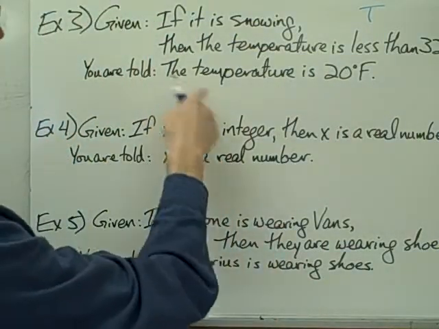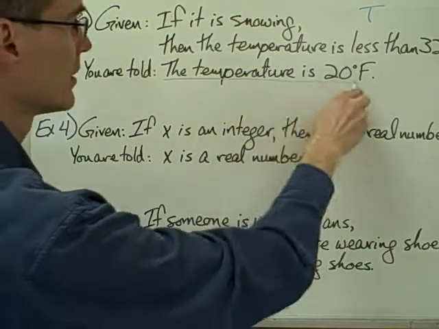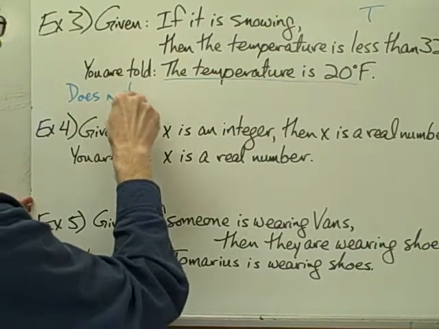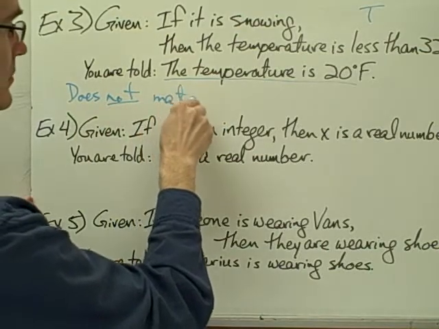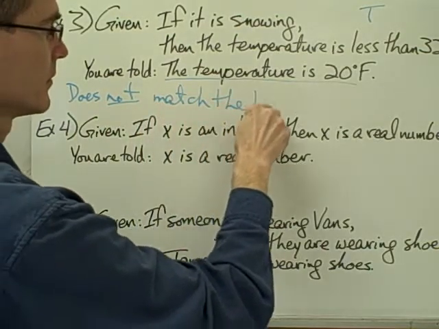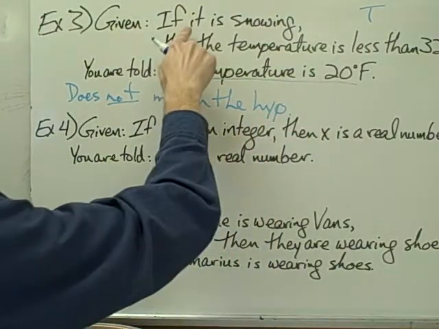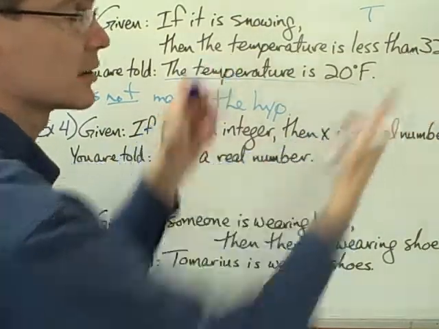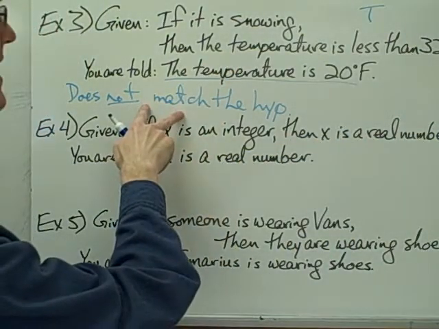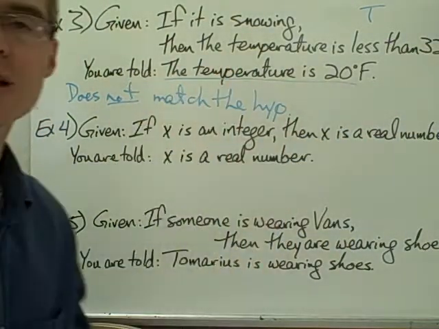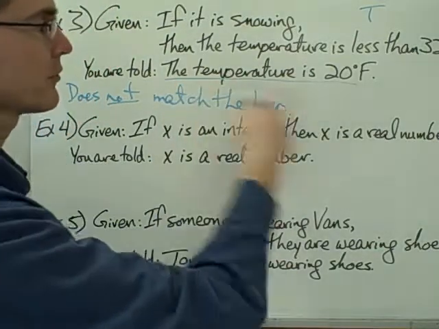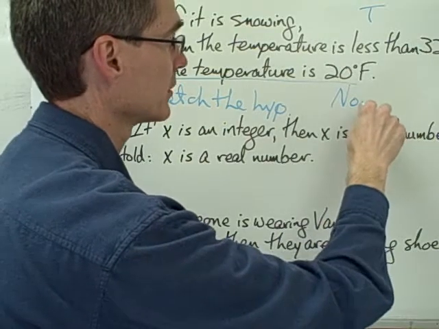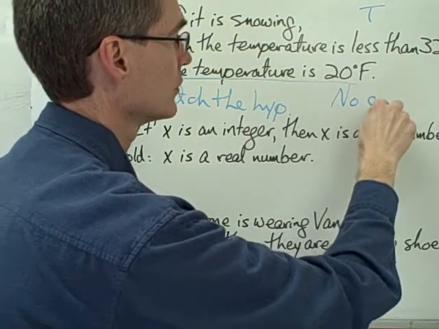Well, notice that this statement here does not match my hypothesis. My hypothesis is it is snowing. This does not match the hypothesis. In fact, this matches my conclusion. So since this does not match the hypothesis, I cannot draw any conclusion at all from this. All right, so what can you conclude? I can't conclude anything. No conclusion.